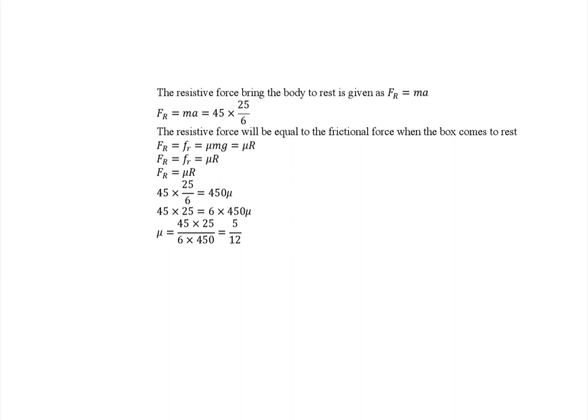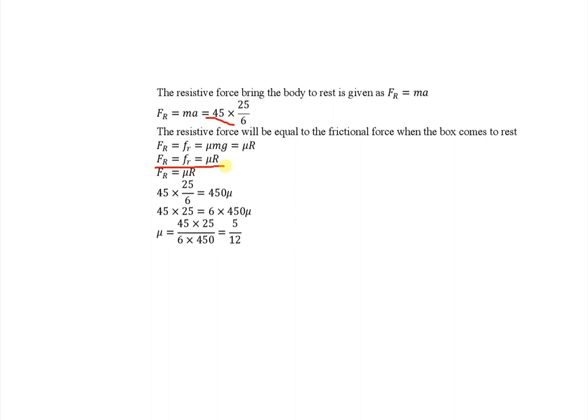We have the acceleration to be 25/6, then we have the mass to be 45 kg. So mass times acceleration becomes 45 times 25/6. That is the resistive force bringing the object to rest. But the resistive force will eventually be equal to the frictional force at the point the object comes to rest. So we equate the resistive force to the frictional force.